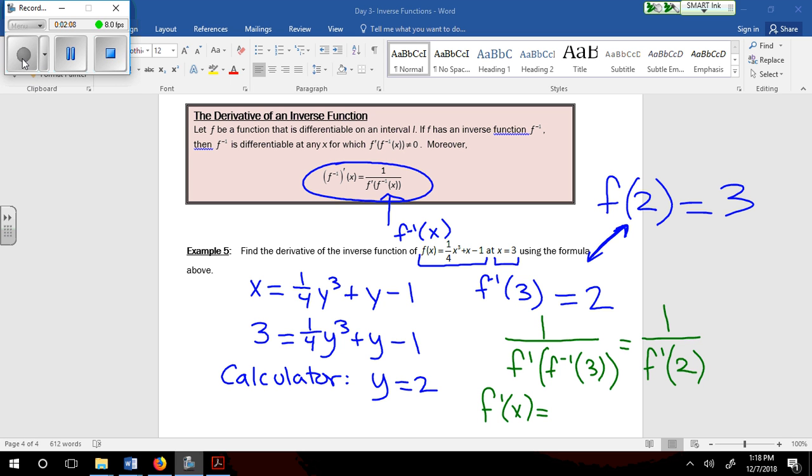So that would be 3/4 x squared plus 1. And then we just need to plug a 2 into that equation. So 3/4 times 2 squared plus 1, and it will equal 4. So our final answer will be 1/4. And so that is the derivative of the inverse at x equals 3.